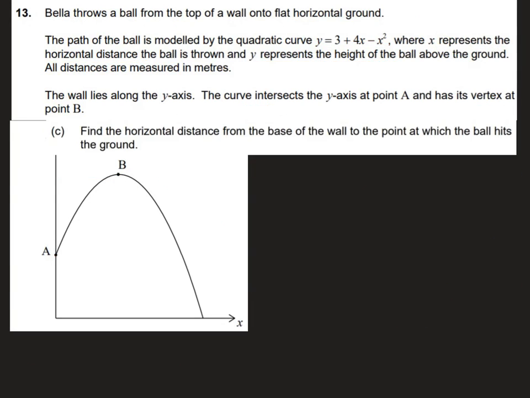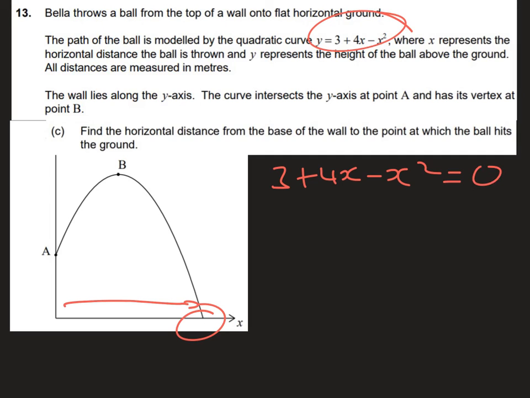In part C, we're asked to find the horizontal distance from the base of the wall to the point at which the ball hits the ground. So that is, in effect, the distance here. So this is essentially asking us to identify the x-intercept. So we can do that by solving this equation. What we're trying to effectively solve then is 3 plus 4x minus x squared, which is the quadratic function for this curve, is equal to 0.